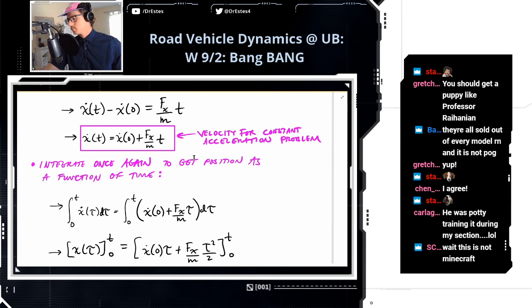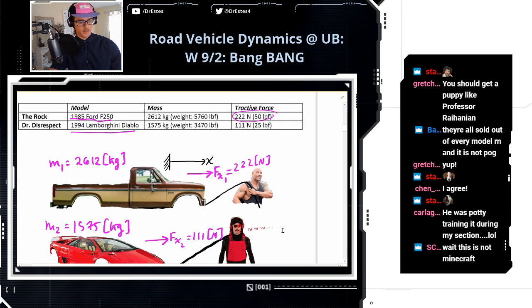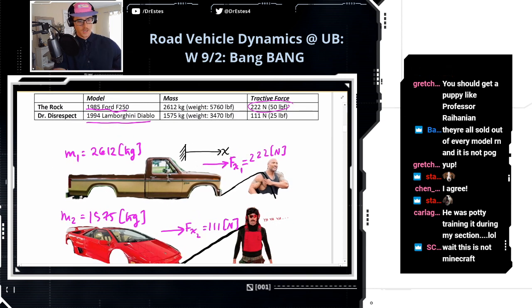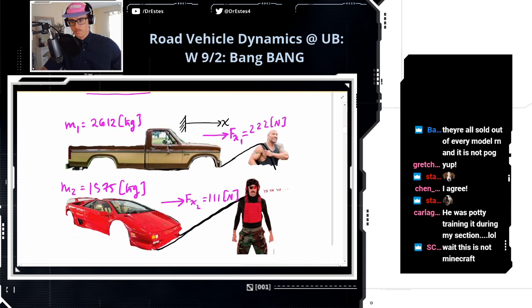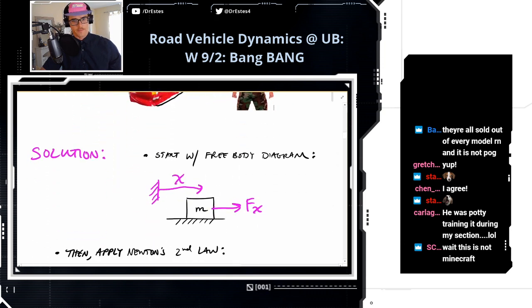All right. Let's get started, because we got a lot to do. We'll review a little bit of where we came from. All right, so we introduced the goal of our class in a nutshell. We're studying how to get a car from point A to point B as fast as possible, right? So we're going to try to do a bunch of examples to study that. And this is the first one we did. We did a carpool race between The Rock himself and the two-time champion Dr. Disrespect. Okay?